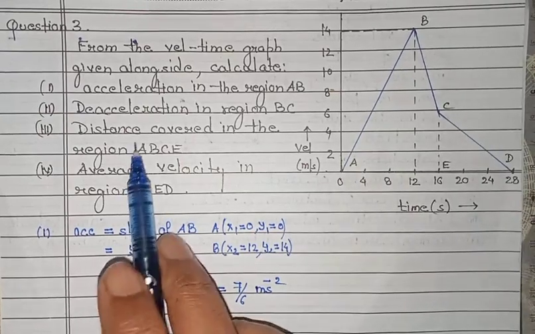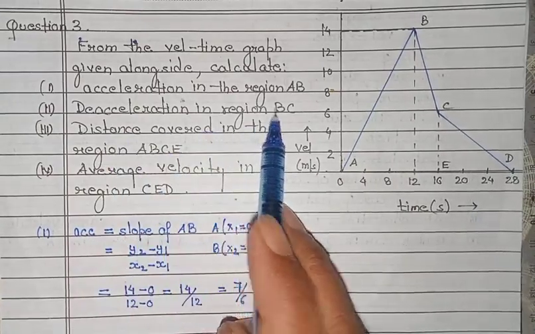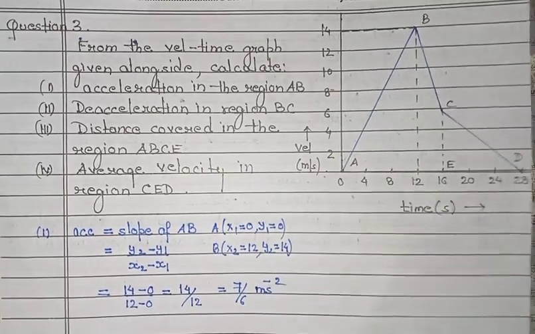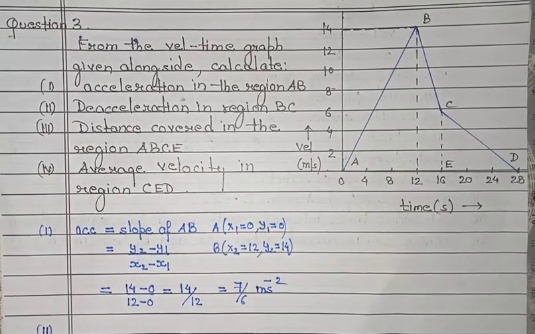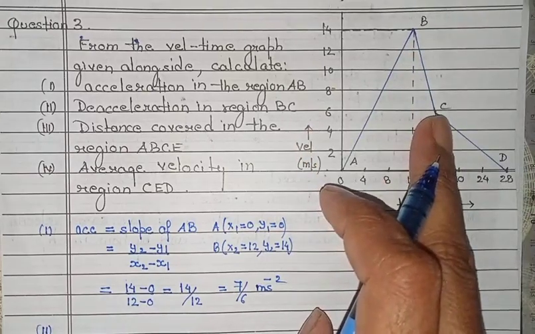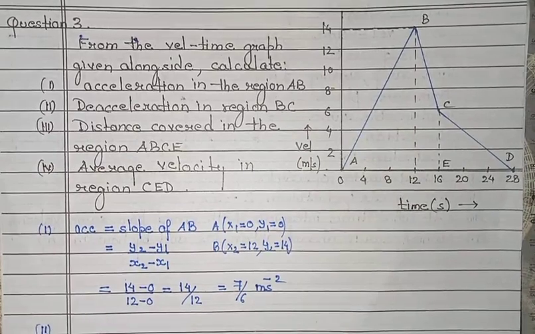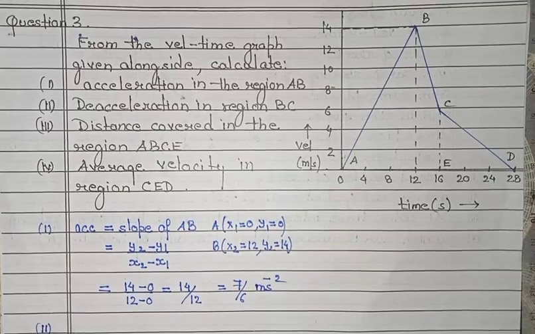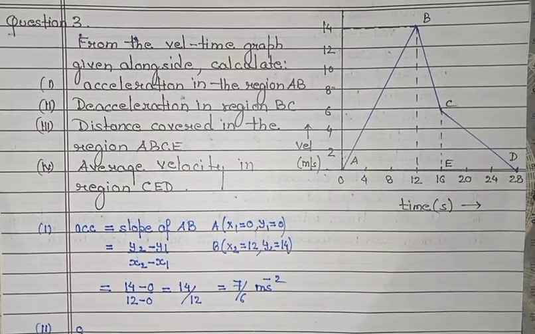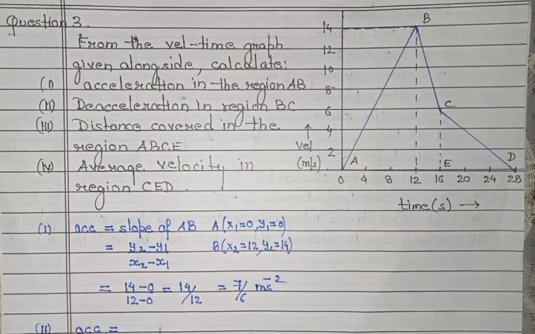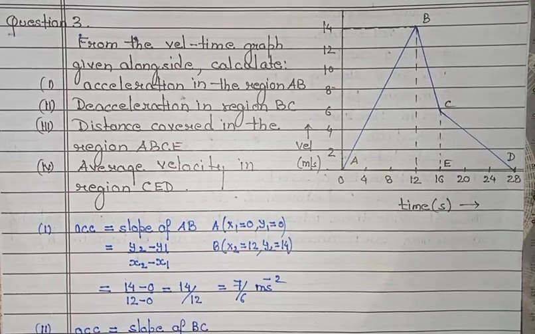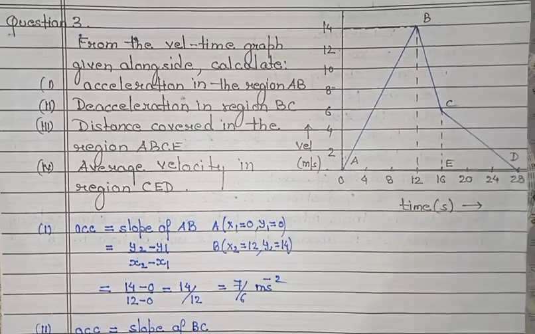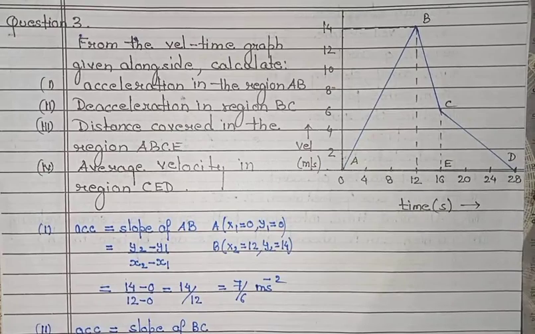Now the second part says you have to calculate the deceleration in the region BC. To calculate the deceleration, again the same formula. We will calculate acceleration and it will come out to be negative, showing that there is retardation. So we will again be using the acceleration formula. For that we need to calculate the slope of BC. Same formula, y2 minus y1 upon x2 minus x1.